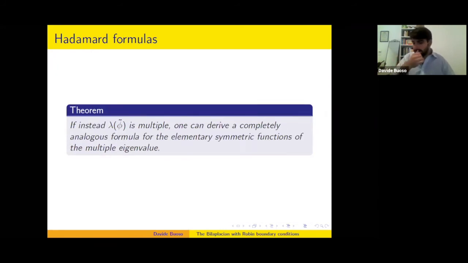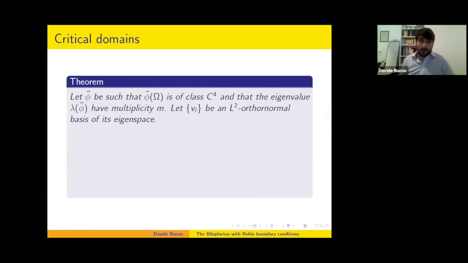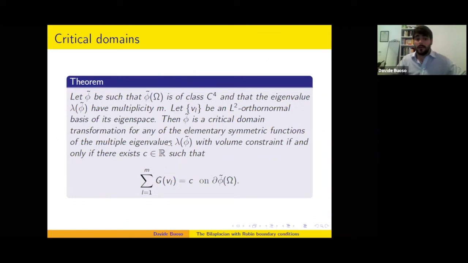Now, as we mentioned shape optimization problems, we have the derivatives of the eigenvalues with respect to the shape. So it makes sense to use the Lagrange multiplier theorem to have some results on criticality for eigenvalues. We fix phi tilde of omega to be of class C4. We consider an eigenvalue of multiplicity m, where m is generic. You consider an L2 orthonormal basis of eigenfunctions, and then we get a complete characterization of critical domains.